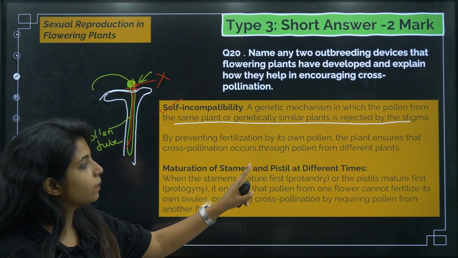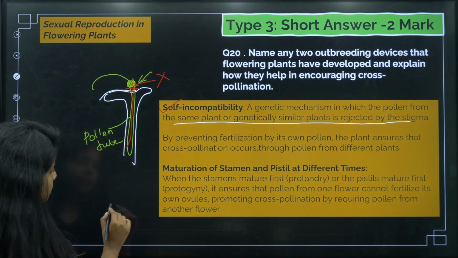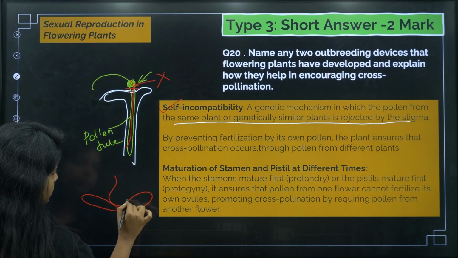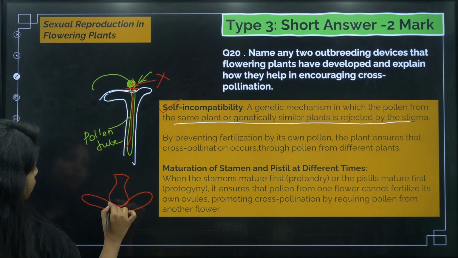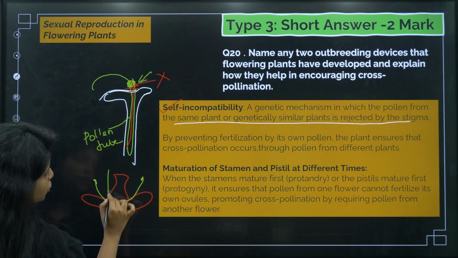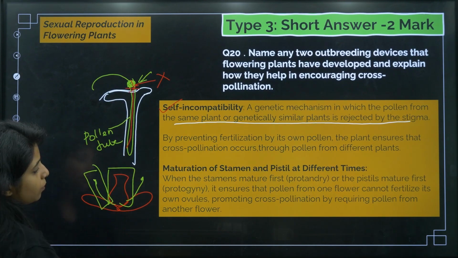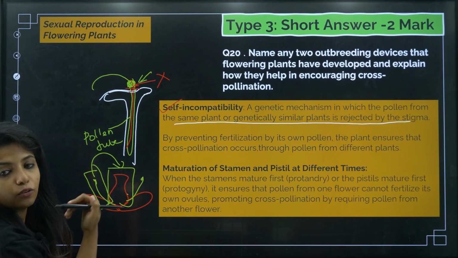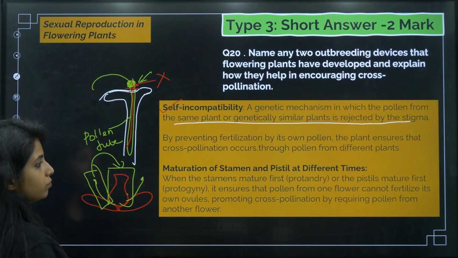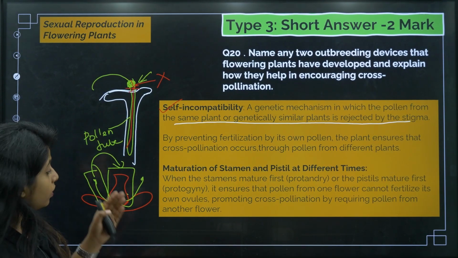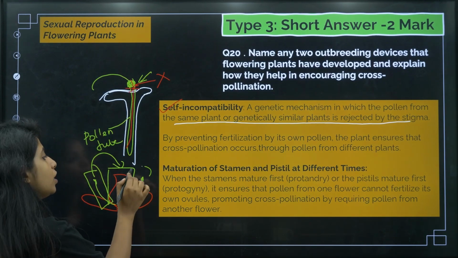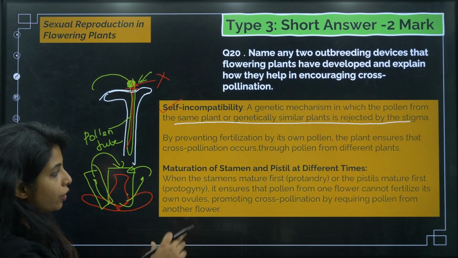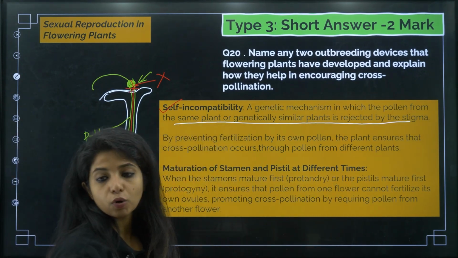Now, maturation of stamen and pistil at different times. Just think, this is the flower. Over here you have the pistil and over here you have the stamen. This is maturing at a different time and this is maturing at another time. Obviously if the pollen comes over here and lands on this, but this is not matured, then the process won't take place. Or when this is mature and the other is not mature, there is no pollen to come and land on this. So obviously some other plant will give the other pollen grains, right? So maturation of stamen and pistil at different times is also one more thing.